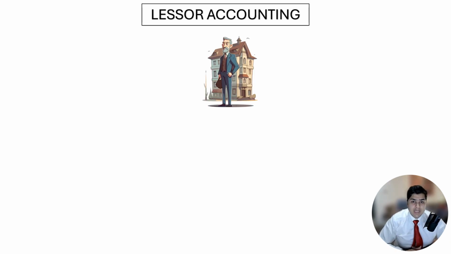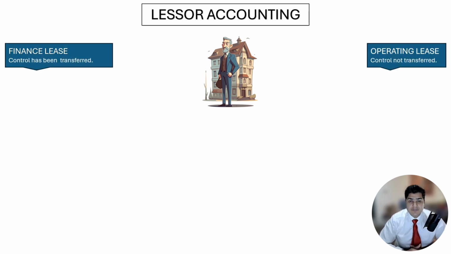Moving on to lessor accounting now. Remember that the lessor still has to differentiate a lease as operating lease and finance lease. Finance lease is where the lessor transfers the control of the asset to the lessee, whereas an operating lease is where the lessor retains the control of the asset and does not transfer control to the lessee. I always say finance lease is a major lease, operating lease is a minor lease. This is how you can remember them.